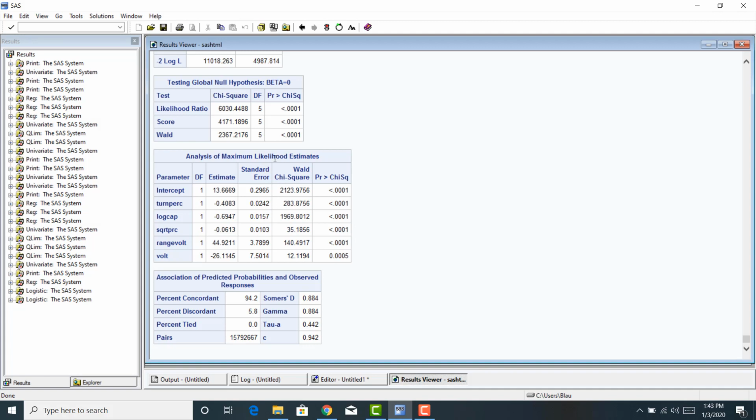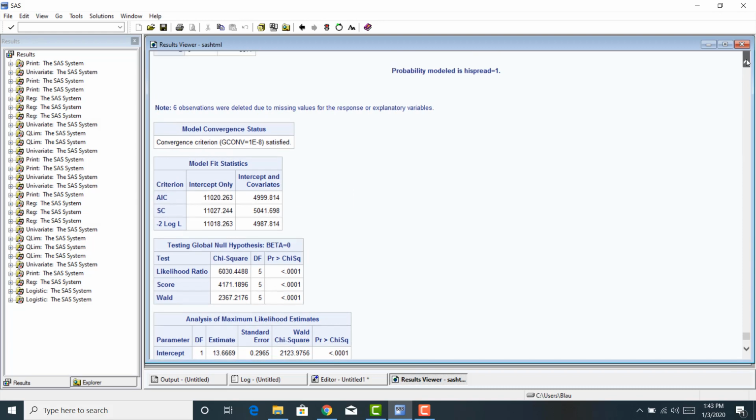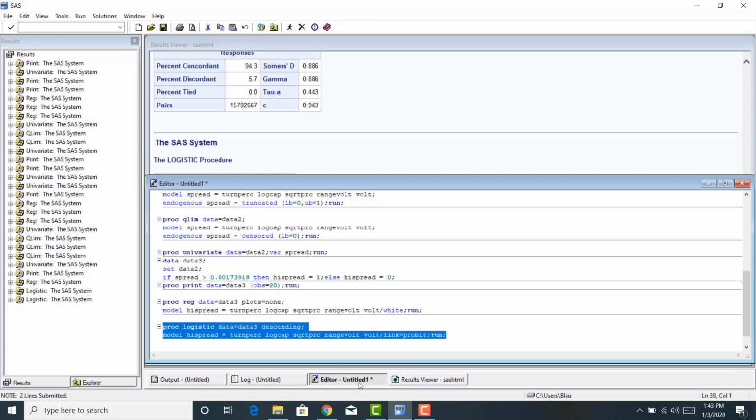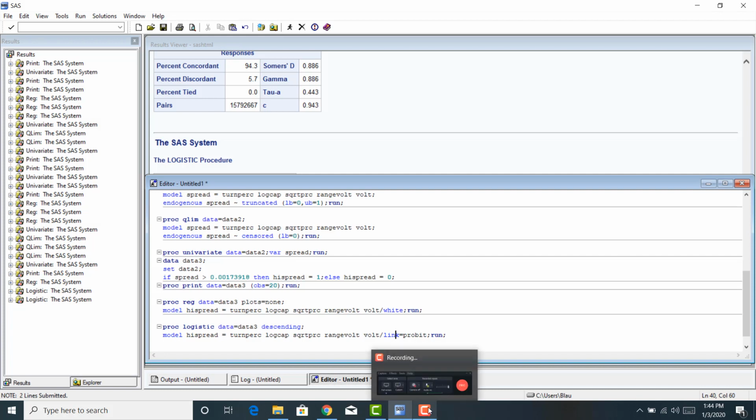Again, it uses maximum likelihood as its estimation procedure. So SAS here, using proc logistic, is able to estimate a logit model or a Probit model. If you don't put link equals probit, the logit model is the default. If you say link equals probit, it changes the distribution of the error term, and that will give you the probit model. So anyway, hopefully that's helpful.